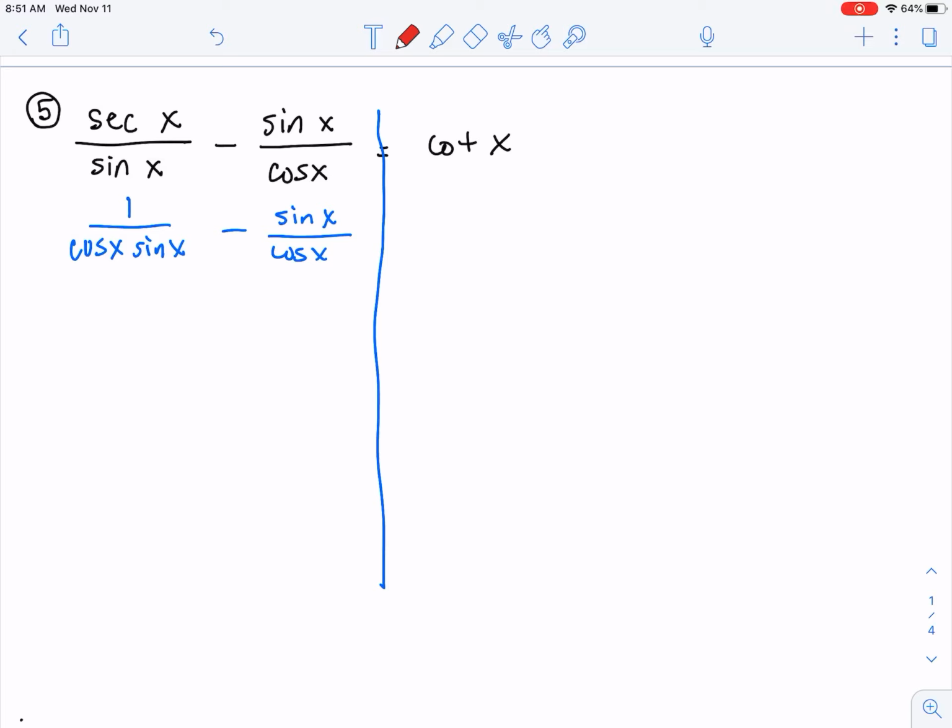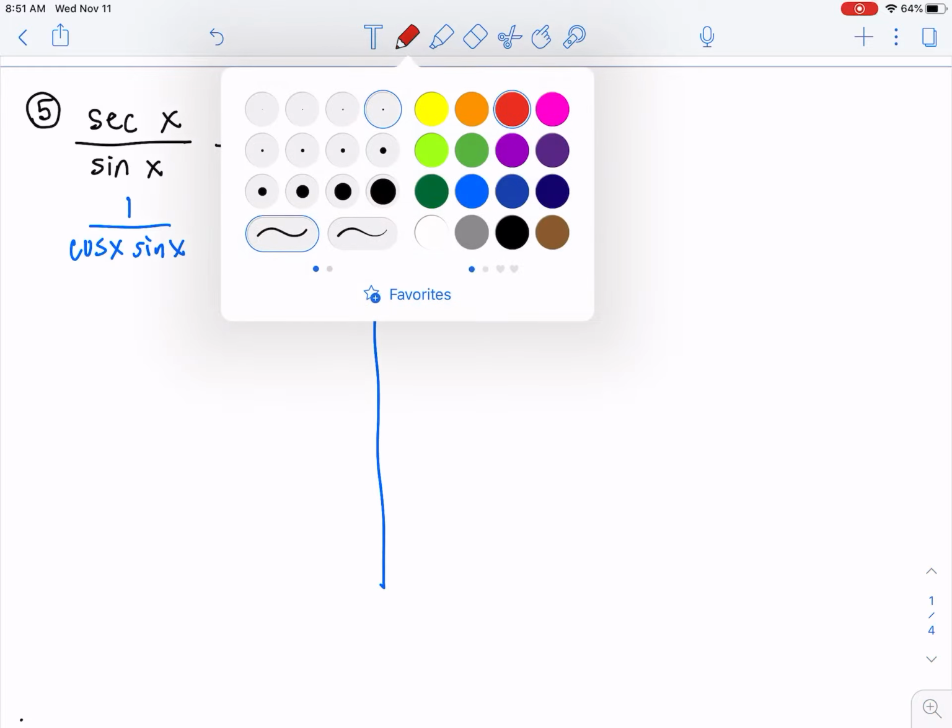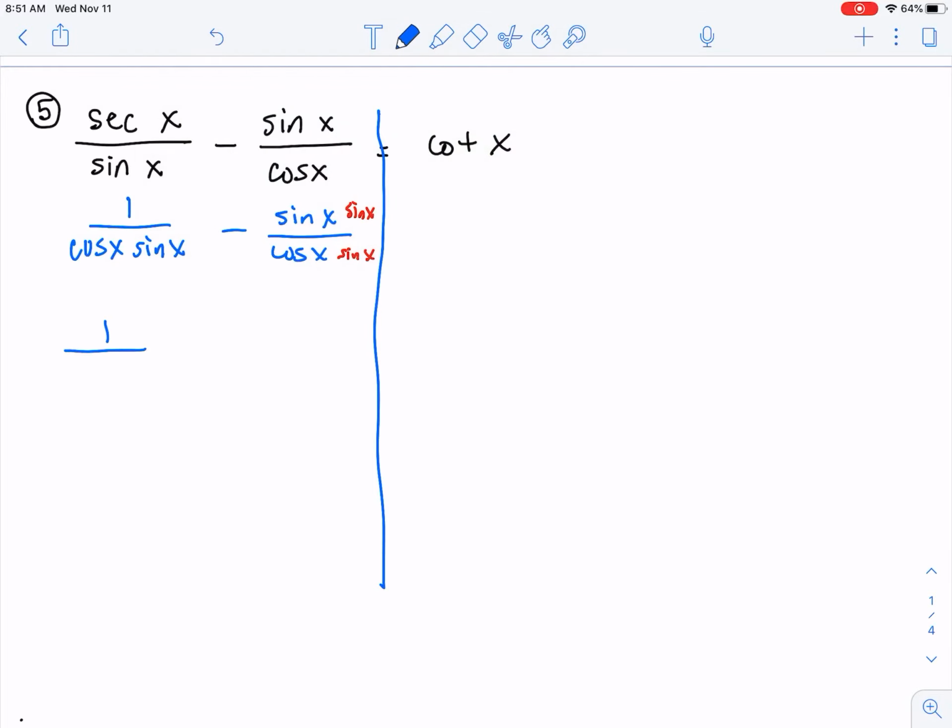When I'm subtracting fractions, I've got to have a common denominator. Common denominator here is cosine x sine x. So that means I need a sine of x here on the top and the bottom. So that gives me 1 over cosine x sine x minus, well, sine x times sine x is sine squared x over that denominator. Notice we now have a common denominator. And that common denominator is cosine x sine x. On the top, I got 1 minus sine squared. That looks like Pythagorean identity manipulated.